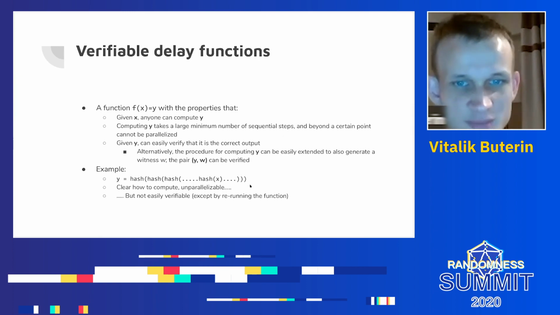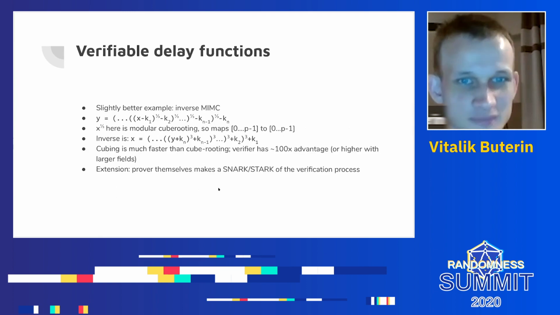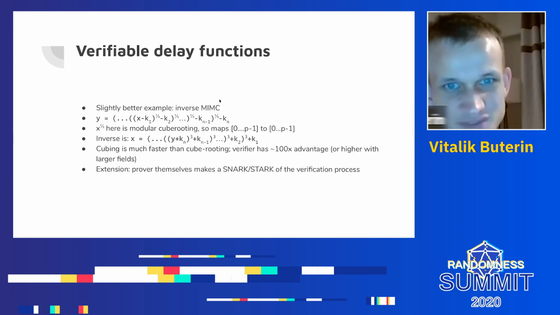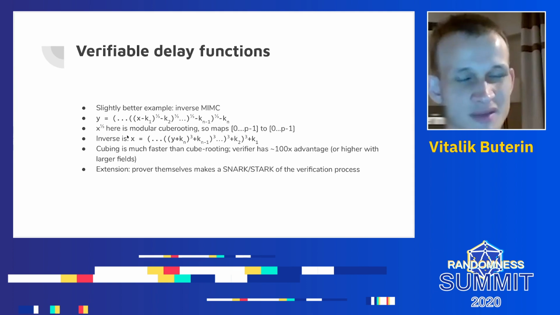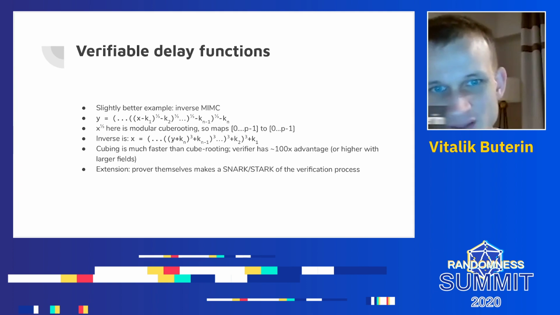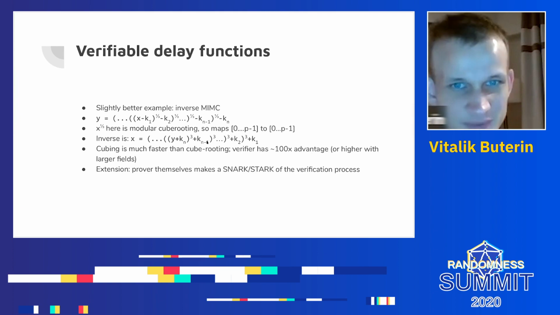It's not parallelizable, but it's not easy to verify except by rerunning the function, right? So verifying is as expensive as computing. Slightly better example, inverse MiMC. It's actually better to think about inverse MiMC by first talking about the inverse of inverse MiMC, which is regular MiMC. So start with a number, add a key, cube it, add another key, cube it, add another key, cube it, and so on and so forth.